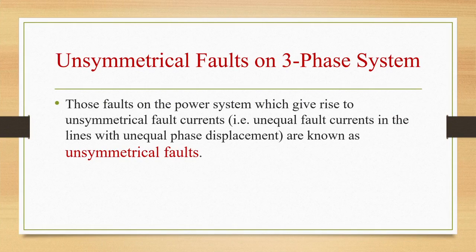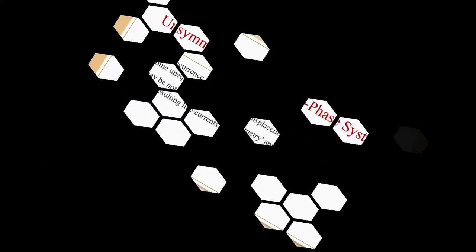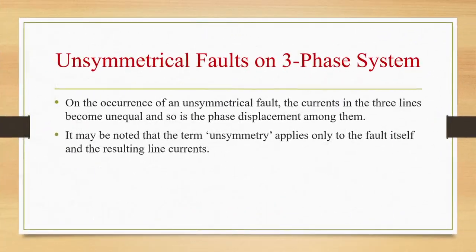Those faults on the power system which give rise to unsymmetrical fault currents, that is, unequal fault currents in the lines with unequal phase displacement, are called unsymmetrical faults. So students, what are unsymmetrical faults? The faults on the power system which give rise to unsymmetrical fault currents are called unsymmetrical faults. Let us now see unsymmetrical faults on a three-phase system in detail.